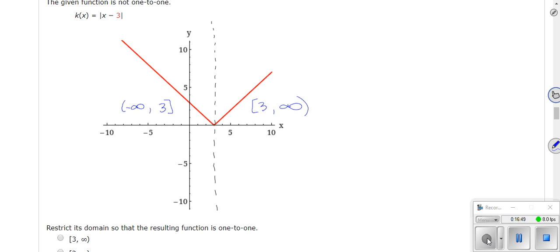I've got to have one side or the other. I can't have both, because once it hits that low point, that vertex, and comes back the other direction, it's going to fail the horizontal line test. Okay, so I pretty much just answered the question for you, but that's what we're doing. We're literally cutting it in half, so that we just have the piece of it that is 1-to-1.